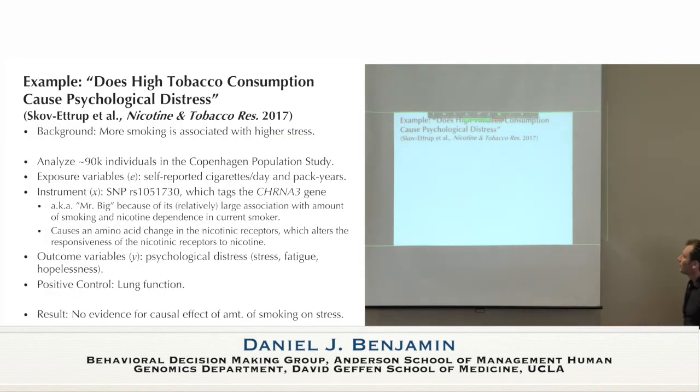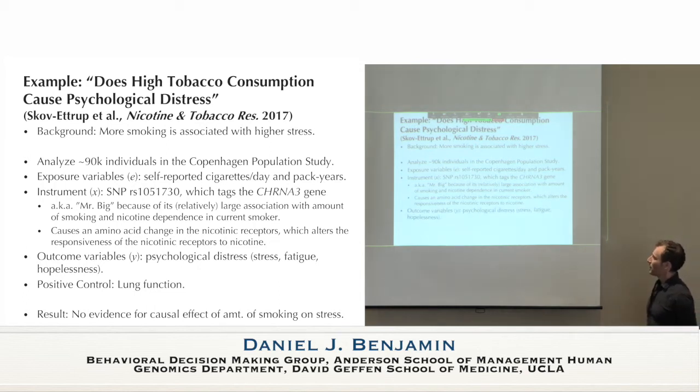OK, so here's another example. The background for this paper is that more smoking is associated with higher stress. And yet, people anecdotally say that they smoke to reduce stress. There are different directions of causation or causal pathways you can imagine here. To try to get at whether more smoking causes higher stress, these authors looked at about 90,000 individuals in Copenhagen. The exposure variable was amount of smoking. The instrument was a SNP, the single SNP with by far the strongest association with amount of smoking. It's in a nicotinic acetylcholine receptor gene that metabolizes nicotine. The biology of this gene is very well understood, how it relates to smoking metabolism.